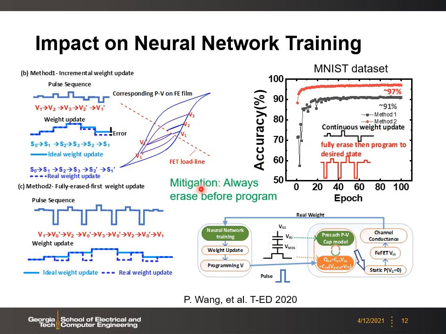To mitigate this problem, we propose a new protocol, which is to always erase the device to the ground state before the next programming. Therefore, the device will always operate along the saturation loop. If we do this full erase before program, then we can see that the training accuracy can be recovered to 97%, which is close to the software baseline. Of course, the overhead of this new programming protocol is the additional erase pulse, which means longer latency and larger energy.